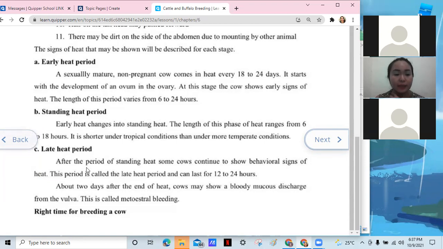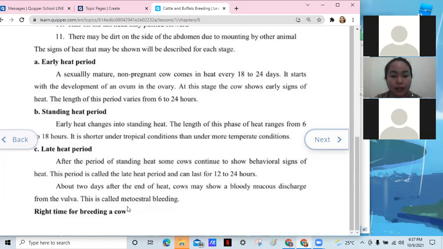And then the late heat period, after that, after standing heat, some cows continue to show behavioral signs of heat, called late heat period, and will last 12 to 24 hours again. And about 2 days after the end of the heat, the cow may show a bloody mucus discharge from the vulva. So mura po sila gina-demonstrate, no? This is called the metoestral bleeding.